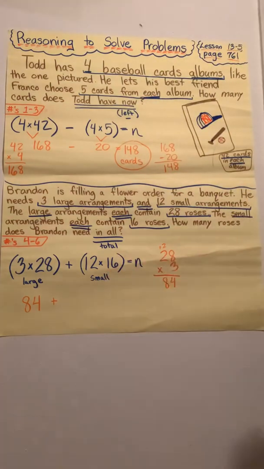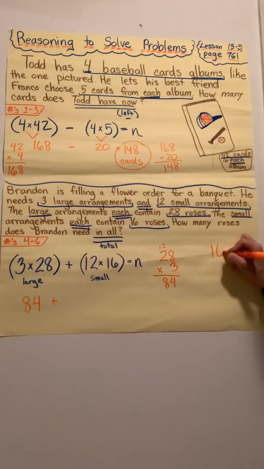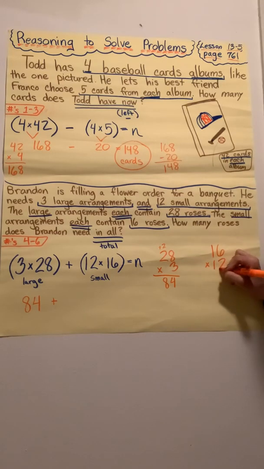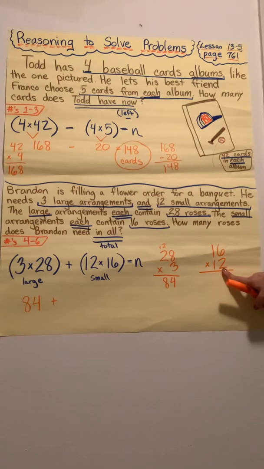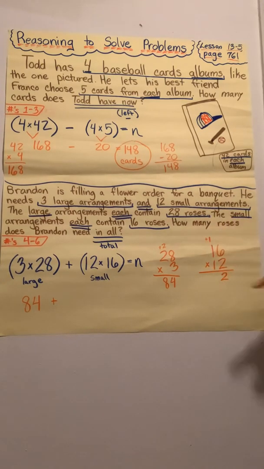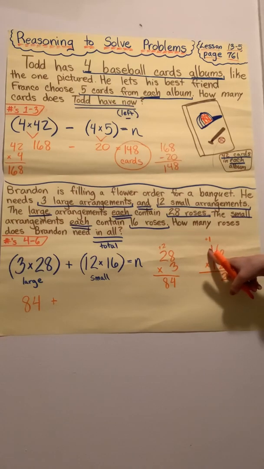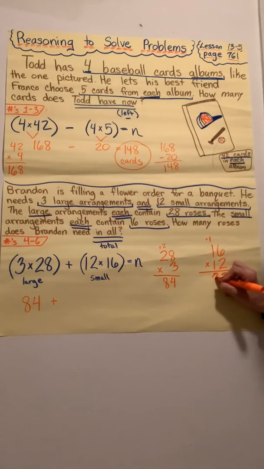Okay, now I have to do 12 times 16. I like to put the bigger number on top. That's just how I am. We know commutative property. Doesn't matter what order I do them in. 2 times 6 is 12. Regroup that 1. 2 times 1 is 2, plus 1 is 3.